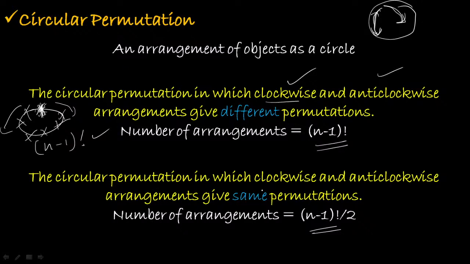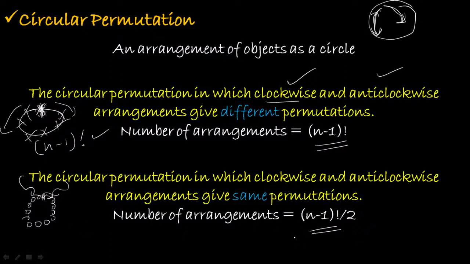Now the circular permutation in which the clockwise and anti-clockwise arrangements give the same permutation. I am going to take a well-known example: arranging some beads to form a necklace. Here I am going to fix the first bead. The number of ways in which n different beads can be arranged to form a necklace is n minus 1 factorial divided by 2.